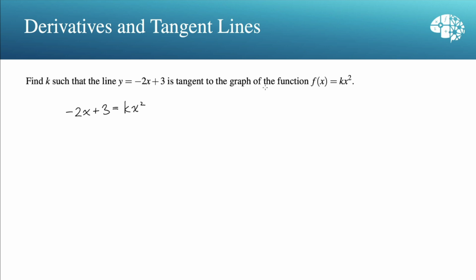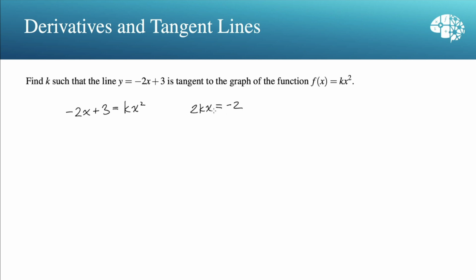And then we need the slopes to be the same. Well, the slope of the function is the derivative. So the derivative of kx squared we get by bringing the 2 down. Using our power rule, we get 2kx. And that needs to equal the slope of this line, which is negative 2. And now we have a system of equations that we need to solve.